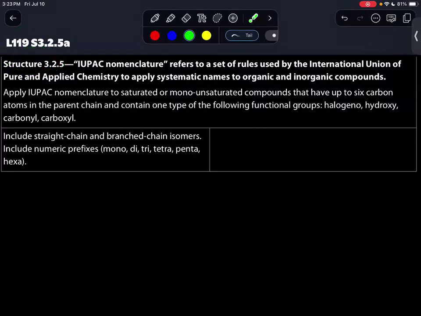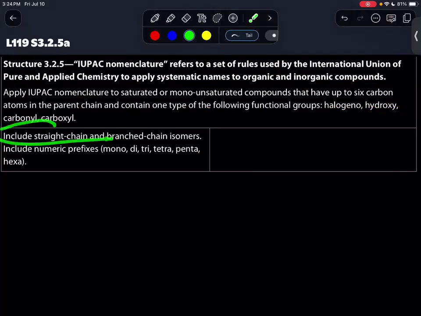We're just going to go over straight chains, but we're going to talk about IUPAC nomenclature, referring to the set of rules used by the International Union of Pure and Applied Chemistry, and applying them to systematic names to organic and inorganic compounds. We're going to apply IUPAC nomenclature to saturated or monounsaturated compounds that have up to 6 carbon atoms in the parent chain and contain one type of the following functional groups, being halogeno, hydroxy, carbonyl, or carboxyl.